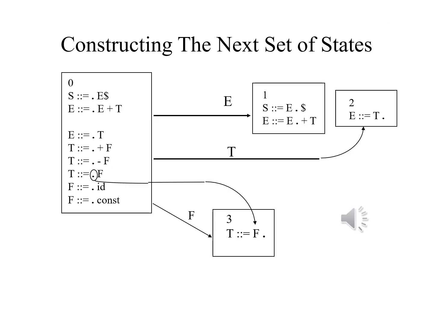While I have three separate items that have F on the right-hand side, only one has the F immediately after the dot: T derives dot F. When we transition on F, we now will have T derives F dot. Both states 2 and 3 have the dot at the end, so there will be no new additional items that need to be added to this.